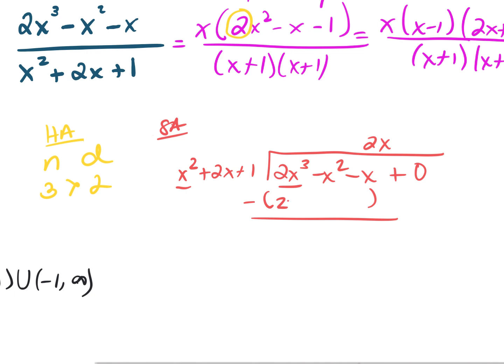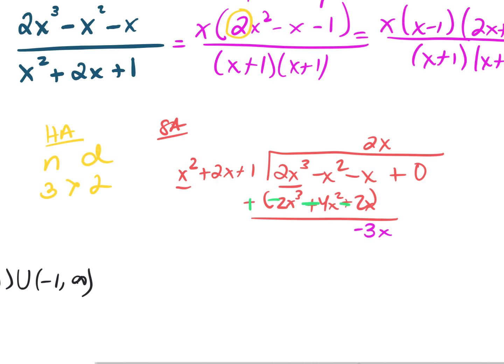2x and x squared is 2x cubed. 2x and 2x is plus 4x. 2x and 1, sorry, squared, and 2x and 1 is 2x. We have to distribute, yeah? Distribute, distribute, distribute, distribute. What's a negative x and a negative 2x? No. Negative x and negative 2x.